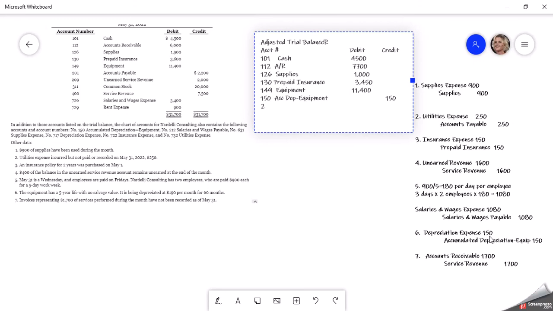Okay, so then we move down to our liabilities. So we have accounts payable. And that started at a $2,200 balance here, but we did add to it. We accrued some utility expenses. So we have 2,200 plus 250. So again, that balance plus this entry gives us 2,450.